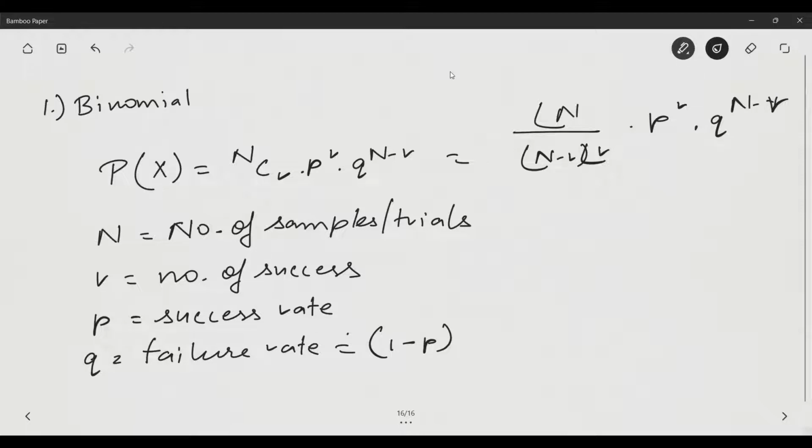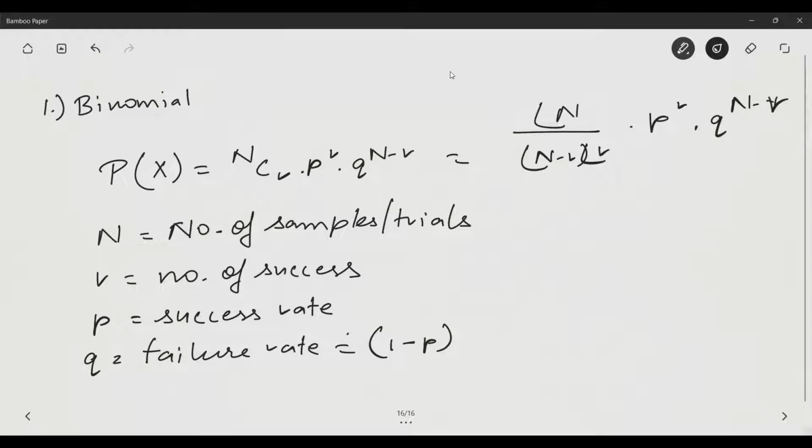So yeah, with the help of Python, you can code this calculation in just a single line of code. So that is not a big deal. The main thing is you need to understand the question and clearly identify what is n, what is r, what is p, what is q.